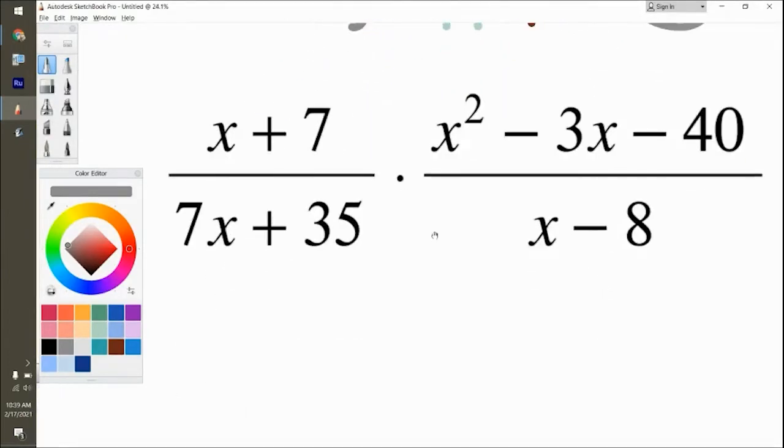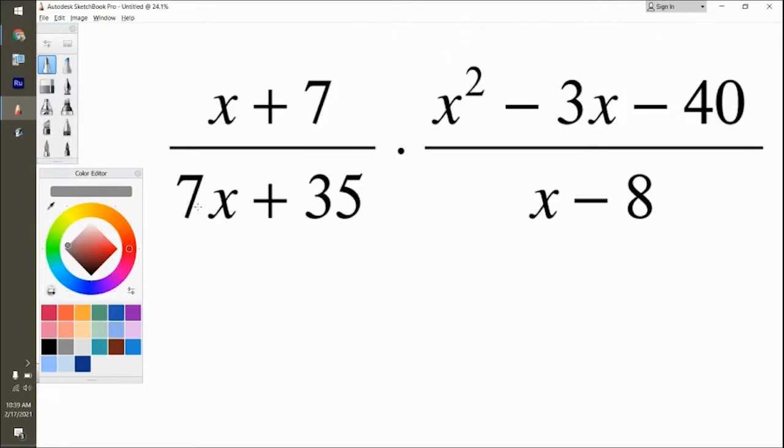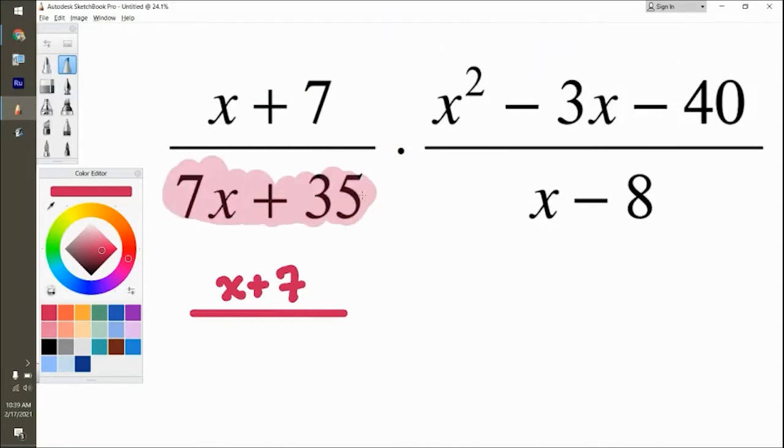Okay. So step one for this would be to factor everything out as much as humanly possible. So we're going to do that real quick. x plus 7 is already factored, so I'm just going to rewrite it. What can I factor out of this thing right here? What can I factor here? Anybody? What's the 7? Right. So factor out of 7, you get 7 times x plus 5.